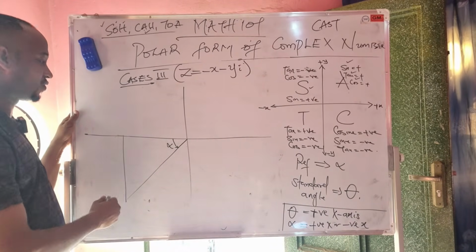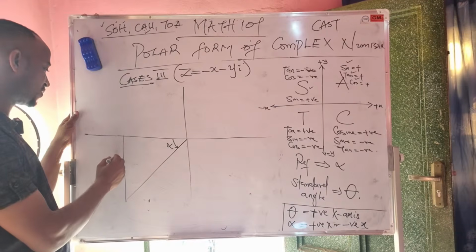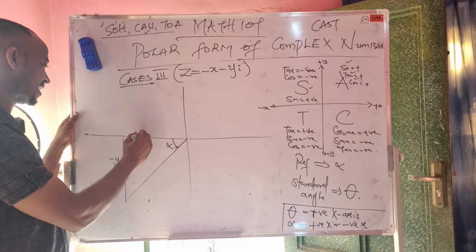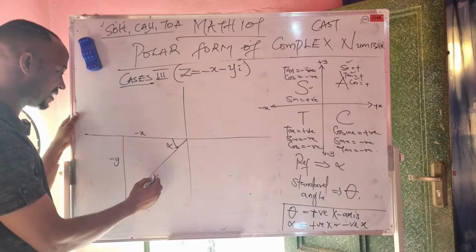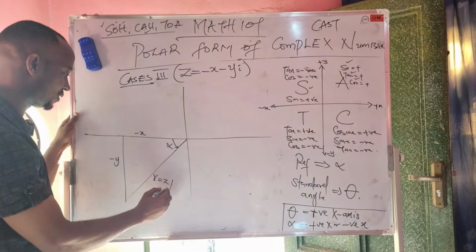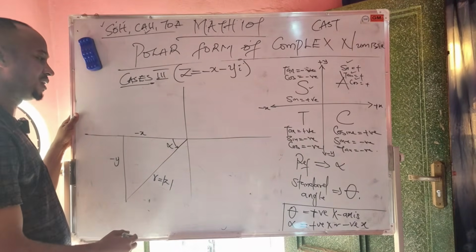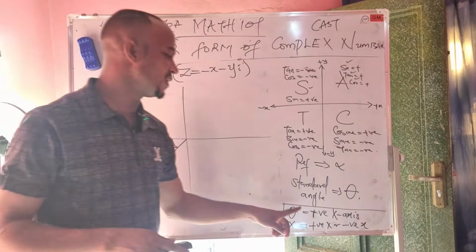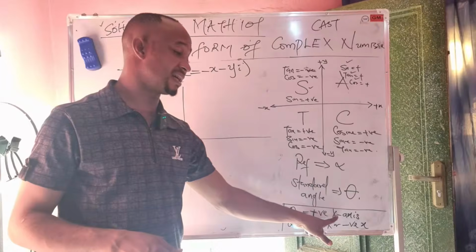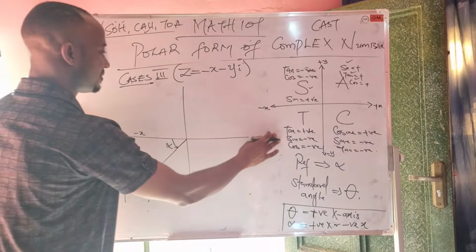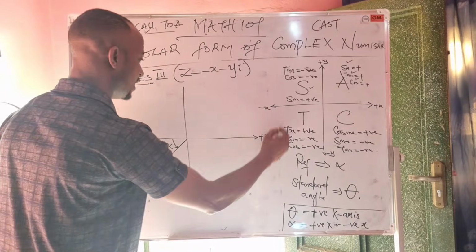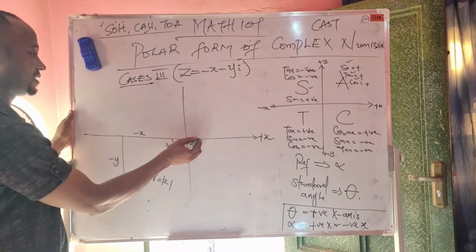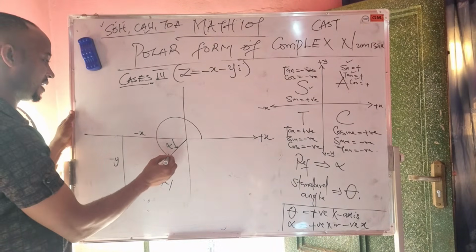Then after getting this, the next is to determine the standard angle. But let's bring out this. Here we have minus y, right? Here is what? Minus x. Here we have r equals what? The modulus of z, right? So where do you think will be the standard angle? Standard angle is always measured from the positive x-axis, meaning this is my positive x. I will start from here, right? And go this way and stop here.